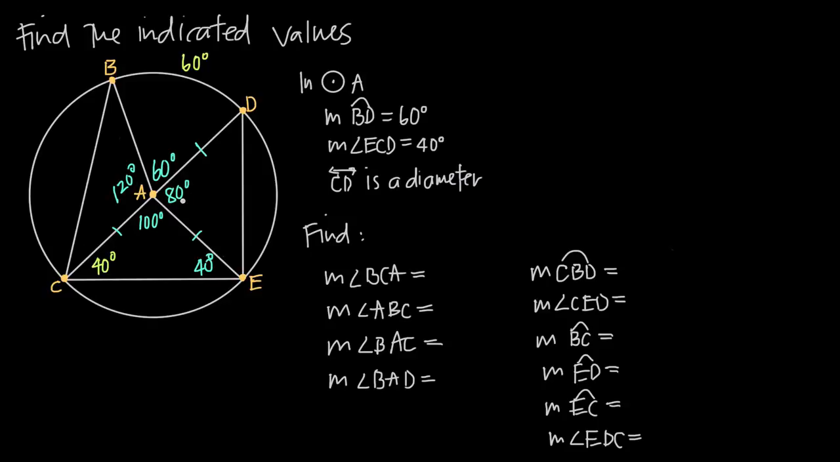I already have this 80 degrees here, so if I take 180 and subtract 80, I'm going to get 100. Because I know that these two angles are going to be the same, I just divide 100 by 2 and I get 50, so I can say that these angle measures are 50 degrees.